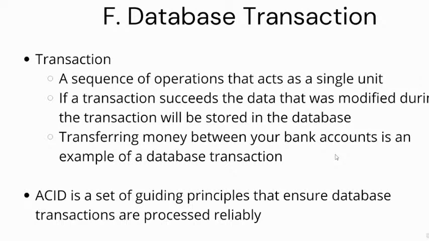Relational databases comply with ACID properties. Hence, it's crucial to understand what ACID properties are. ACID is a set of guideline properties that ensure database transactions are processed reliably. Now let's take a look at the first of the four properties.